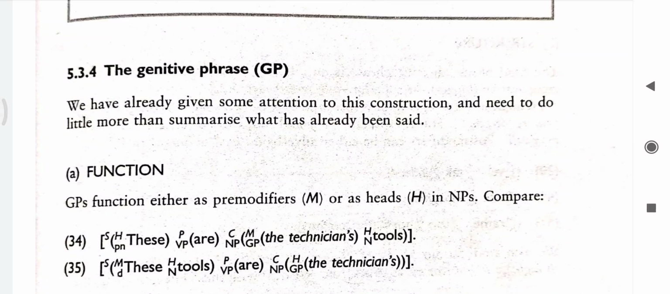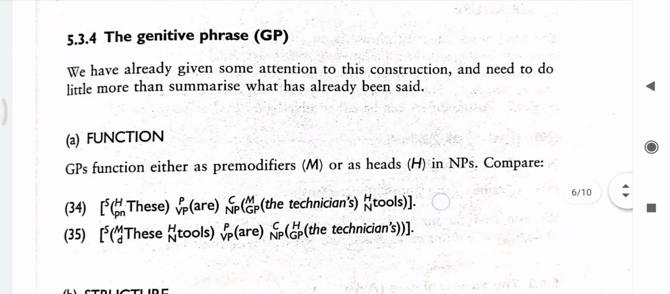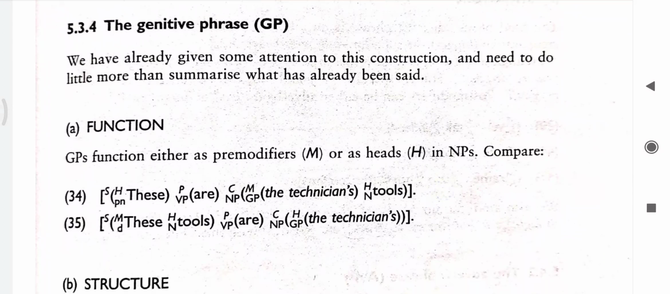Now, the next phrase that we have to study is the genitive phrase. Now, the next phrase we have seen is apostrophe s. It indicates a person's ownership.